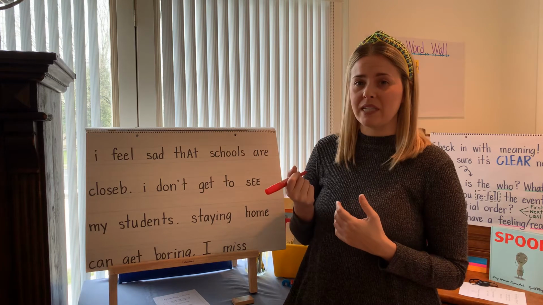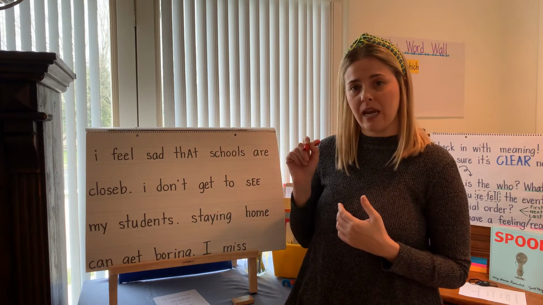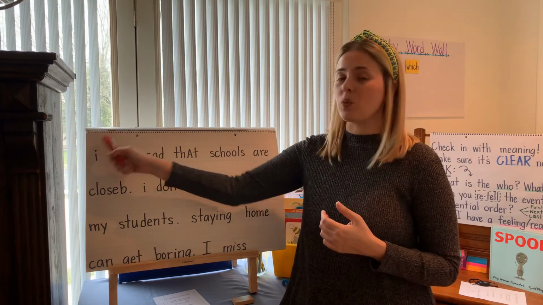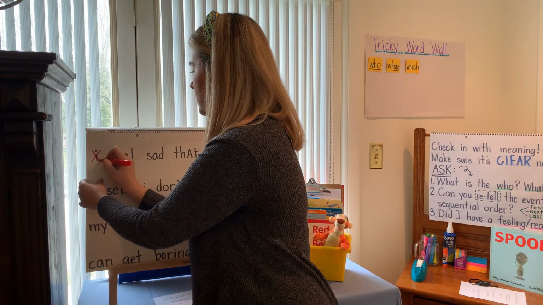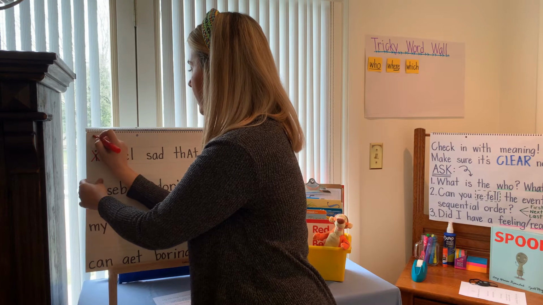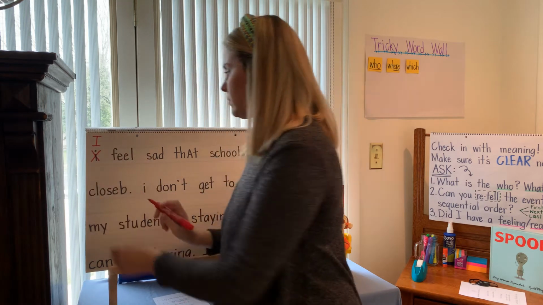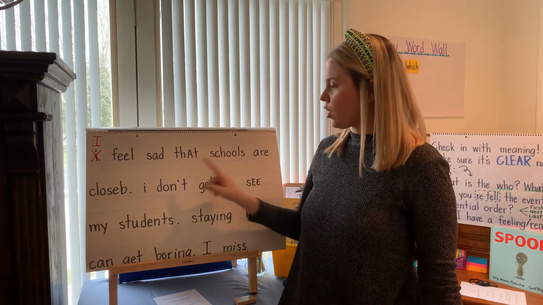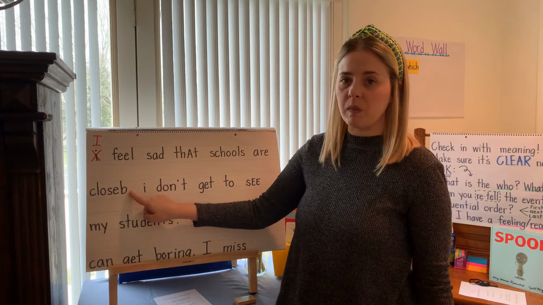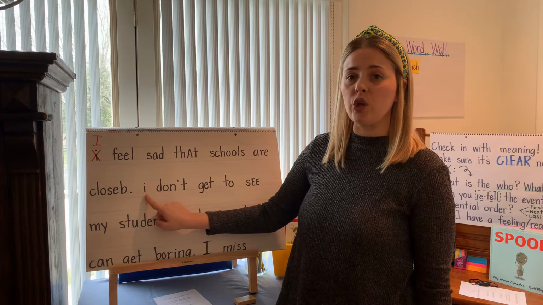So how I'm going to edit is I'm going to cross out my mistake and write the correct way above it. So this needs a capital, so I'm going to cross that out. And above it, I'm going to write it the correct way. Much better. I feel sad that schools are closed. This period shows me that this is the beginning of a new sentence.